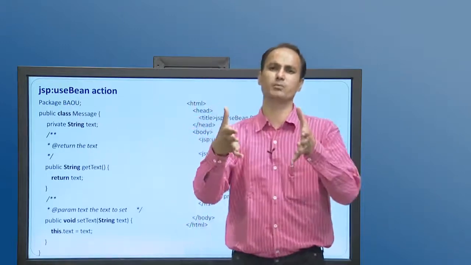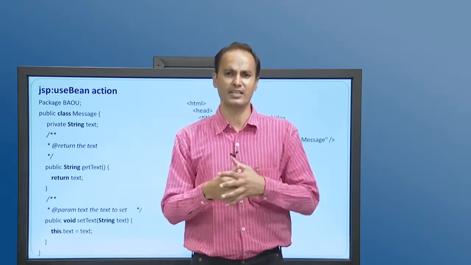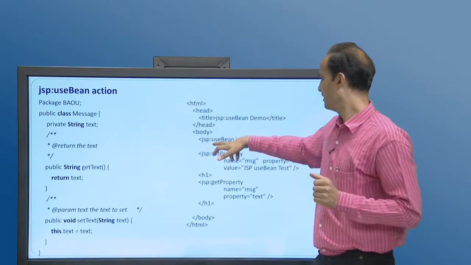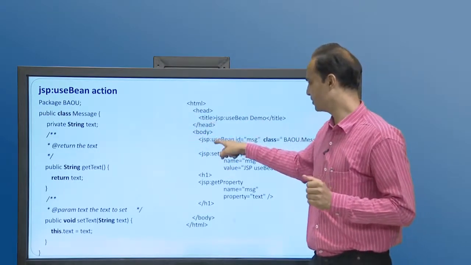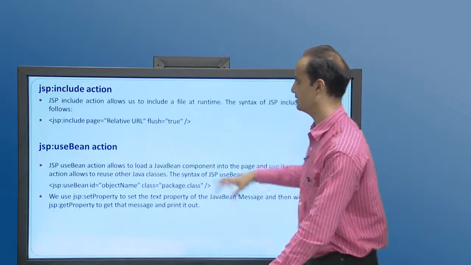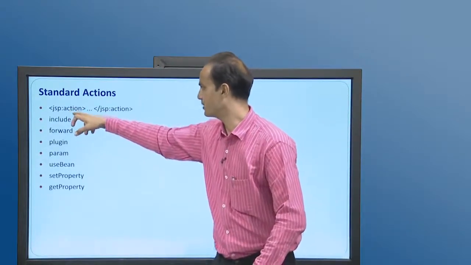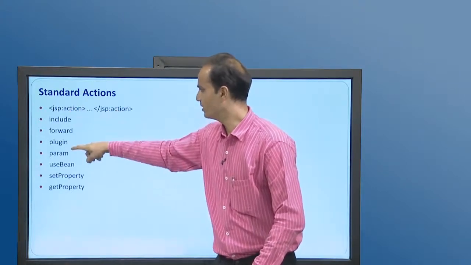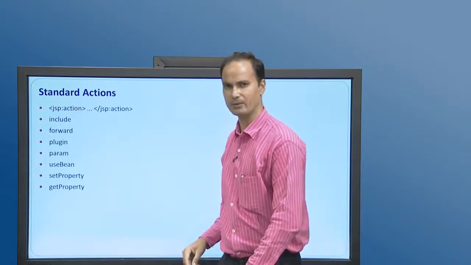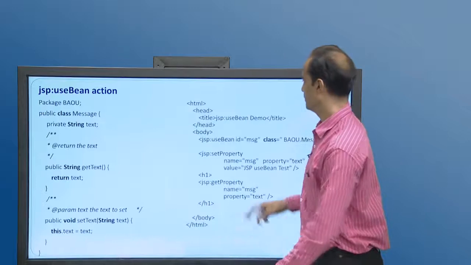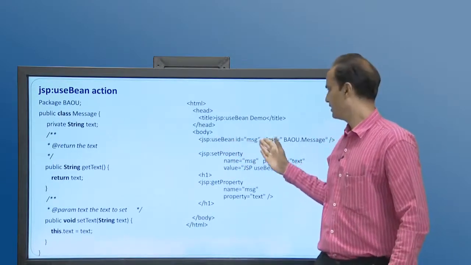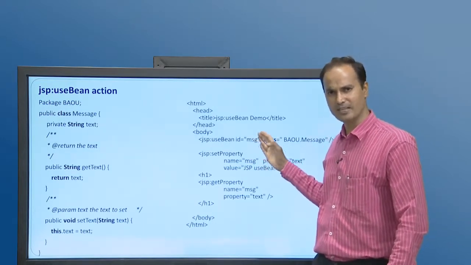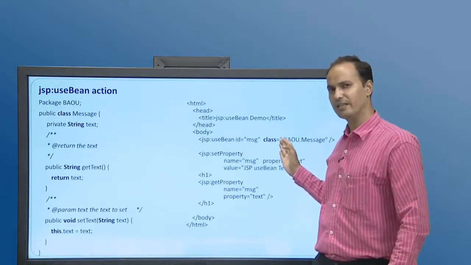Now, how do we use this bean in our JSP using the standard action useBean? This is the syntax. This is the HTML file, and the standard action that we are going to use is jsp:useBean, because the standard action syntax is like this. We use jsp colon and then the action. If we are using include, then jsp:include, forward, plugin, like that. So, the colon is required after jsp. We will use jsp:useBean. It requires an attribute named id, which specifies the name of the bean as an id. The class indicates the bean.